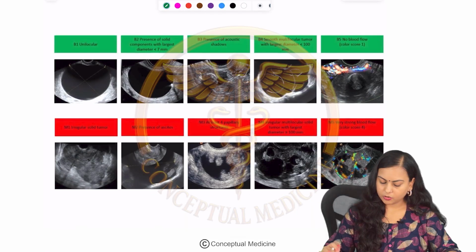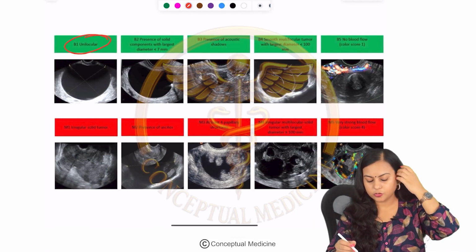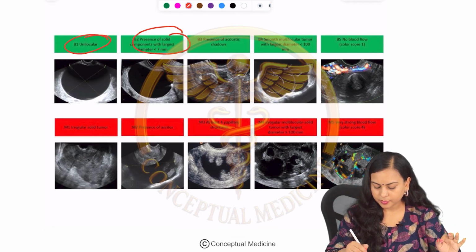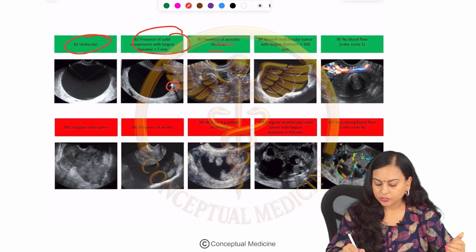So if you see the pic, you will be able to understand. So you have B1, which is a unilocular tumor. There is presence of solid components, but this solid component definitely is not going to exceed 7 millimeters. You have presence of acoustic shadows.